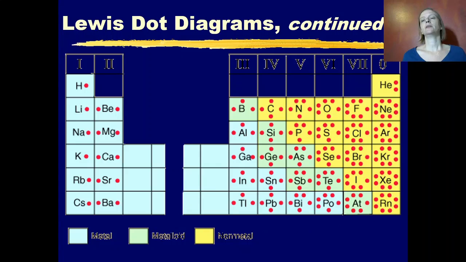Here's a kind of summary table of Lewis dot diagrams for all of these main group elements. Notice the repeating pattern. Everything in group 1 has 1 valence electron. Everything in group 2 has 2 valence electrons. Everything in group 13 has 3 valence electrons, 4 valence electrons, 5 valence electrons, 6 valence electrons, 7 valence electrons, and mostly we have 8 valence electrons in group 18. The exception to that rule is helium. I hope this helps.